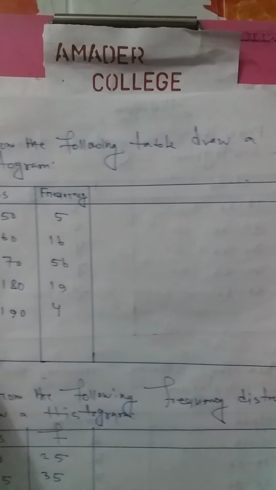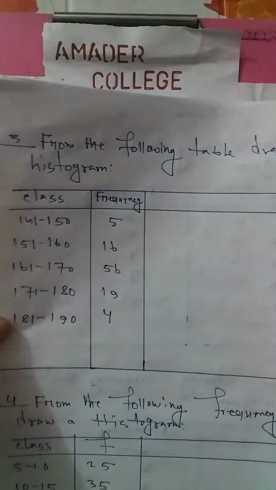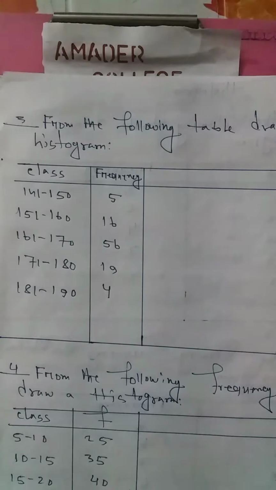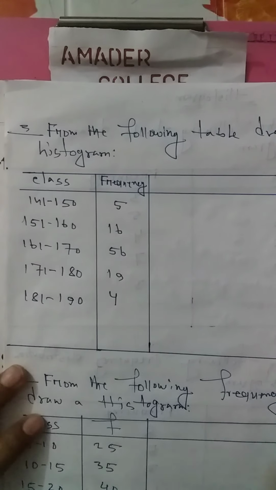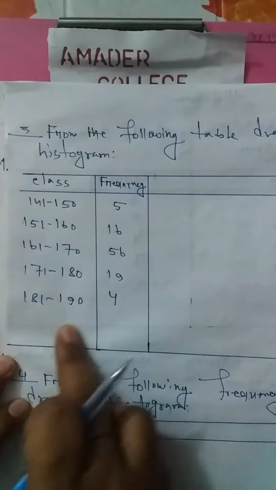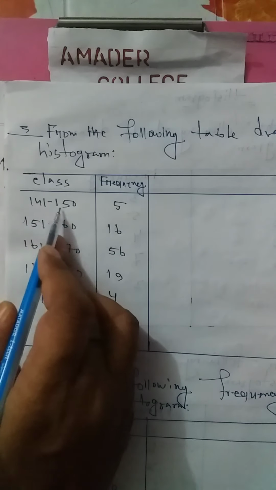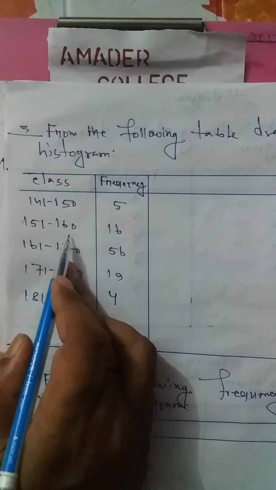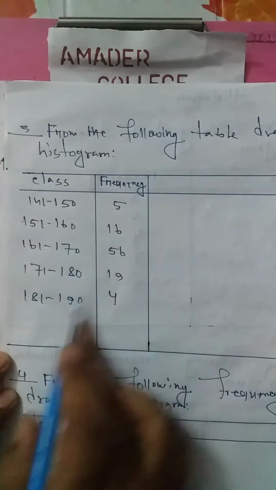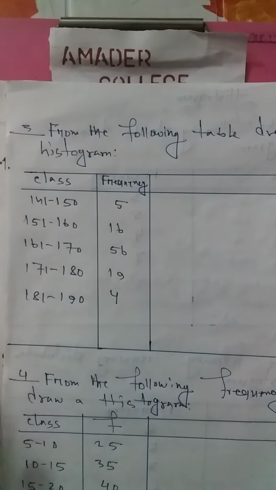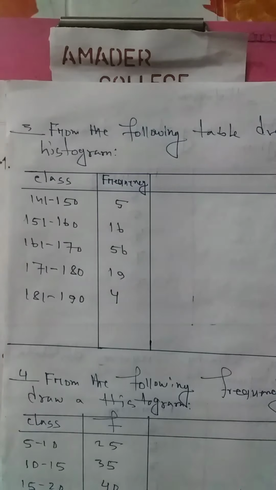From the following table, draw a histogram. Dear student, see the question, follow the question. The question is given in inclusive method: 141 to 150, 151 to 160. This is the inclusive method. Can we draw the histogram with the inclusive method?